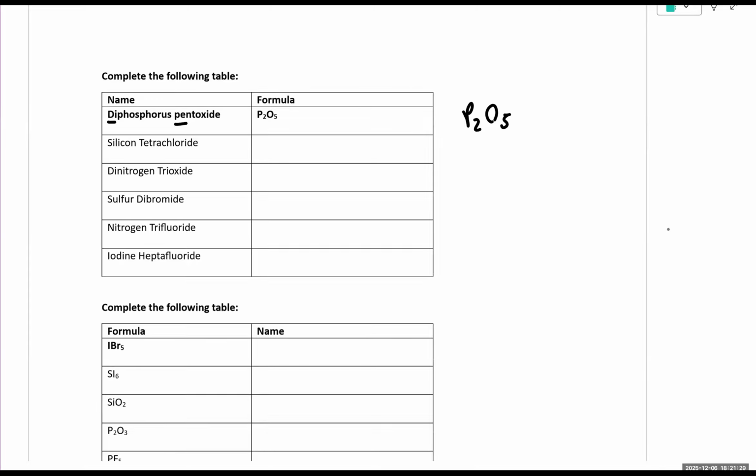Note, for the first element, if there's just one of the first element, you do not include a prefix. So silicon tetrachloride tells us we have 1 silicon atom. Tetra means 4, so that means we have 4 chlorine atoms. So with this example in mind, I'd like you to complete the remaining problems independently.